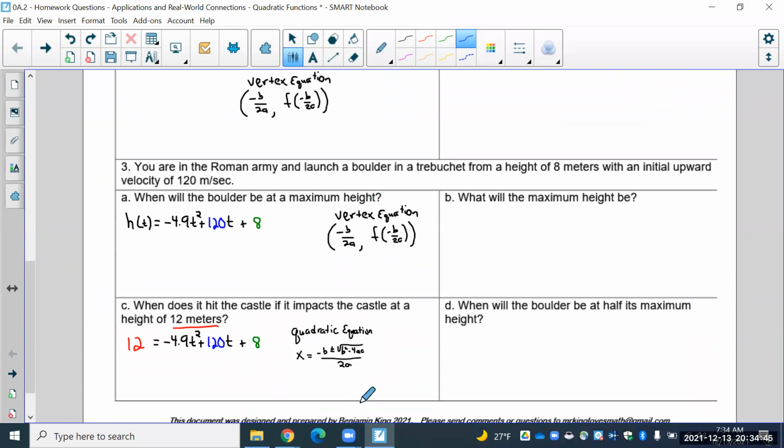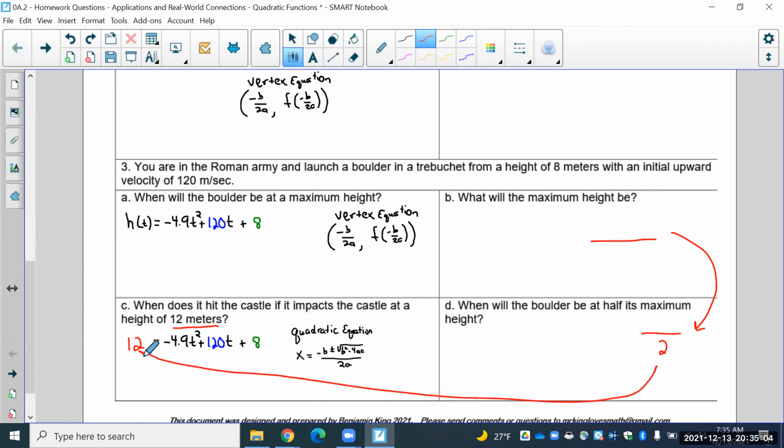Now, the only thing in this problem that's interesting is what do you do with when is the boulder at half its maximum height? Well, first of all, you have to do the maximum. So you're going to find this answer. And then half its maximum height means divide this answer. You're going to divide whatever you get here. You're going to divide it by 2. And then you're going to plug that into right there. And then you're going to use the quadratic formula and solve again.